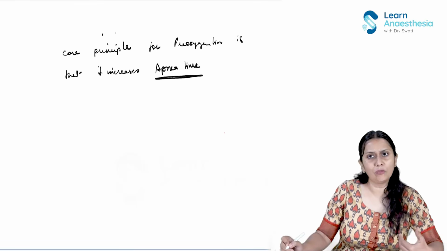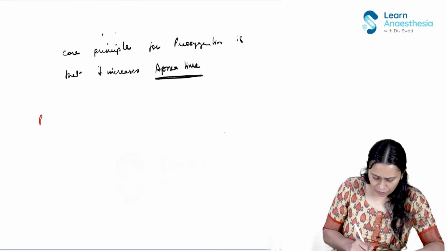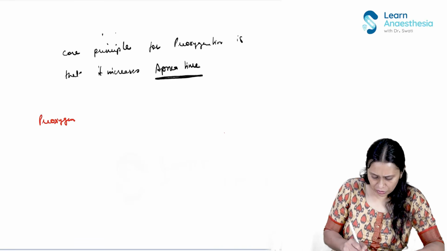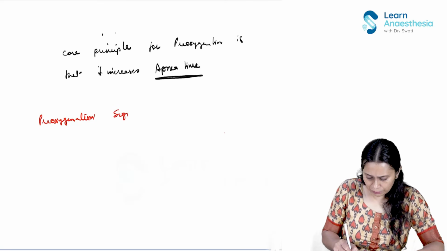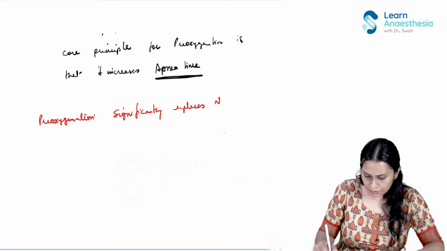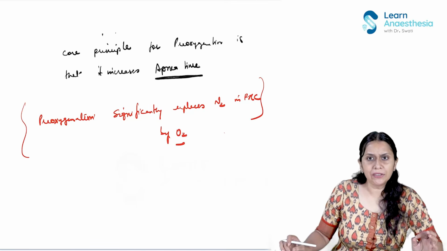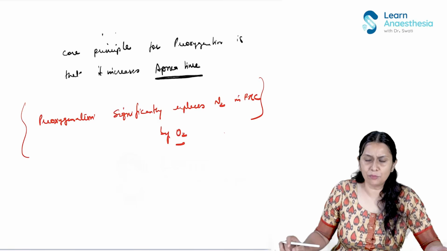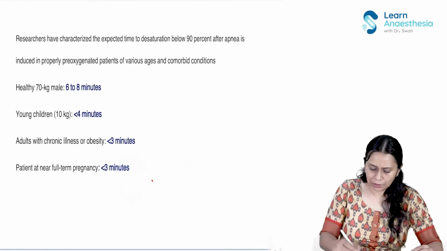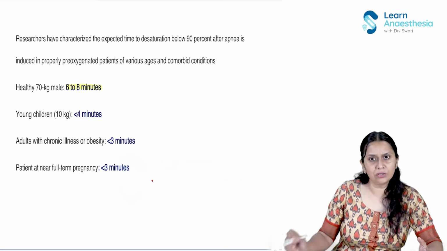Now, by whatever method we are pre-oxygenating, our target is to replace the nitrogen of FRC by oxygen. So, pre-oxygenation significantly replaces nitrogen in FRC by oxygen, right? Now, remember that when we pre-oxygenate, it increases the apnea time and it may vary from patient to patient. So, various research has shown that if you are pre-oxygenated and a healthy male, then there is a 6 to 8 minutes of apnea time.